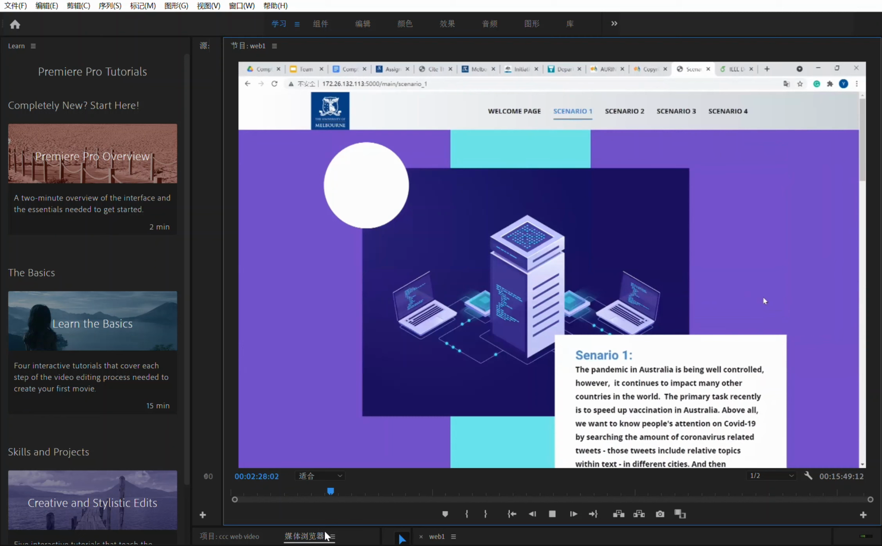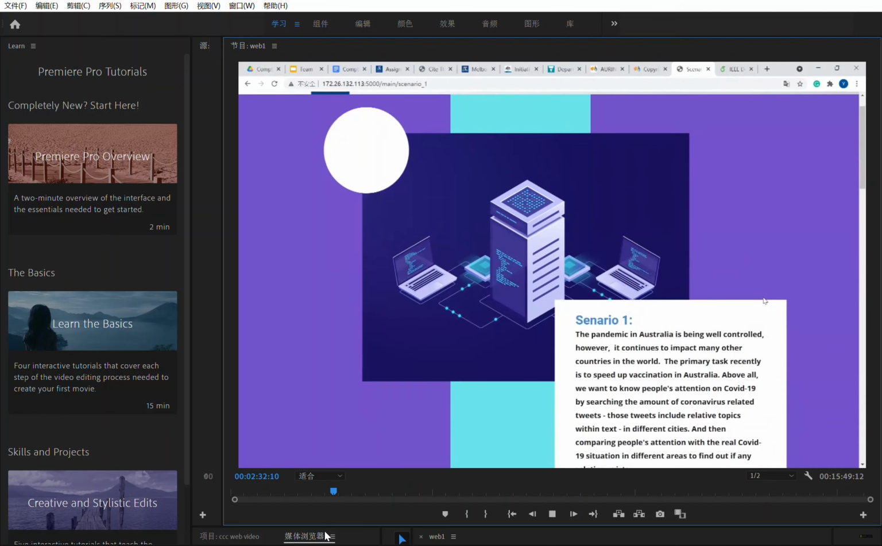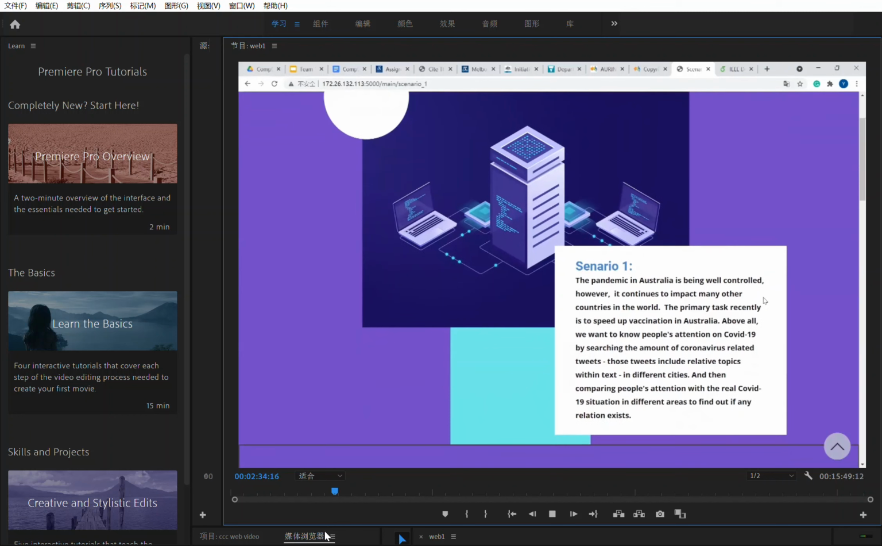Here comes to the scenario 1. The pandemic in Australia is being well controlled. However, it continues to impact many other countries in the world. The primary task recently is to speed up vaccination in Australia.